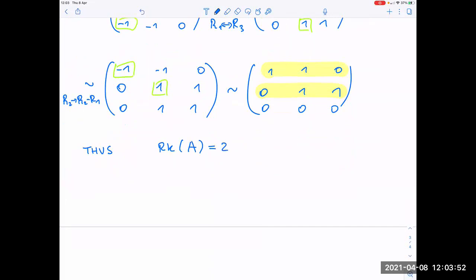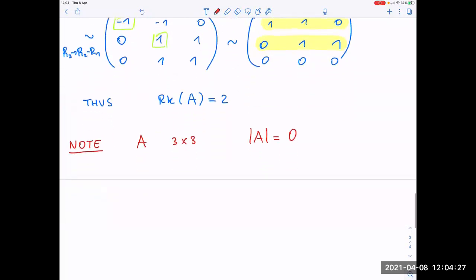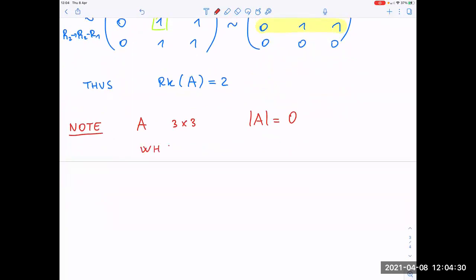Okay, now I have a question for you. Since A is 3 by 3, I can ask myself, what is the determinant of A? So can you tell me what is the determinant of A? It is 0. Yes. This determinant is equal to 0. And I will ask you, why is it 0?